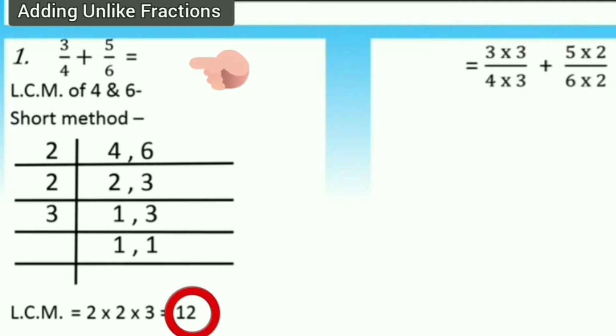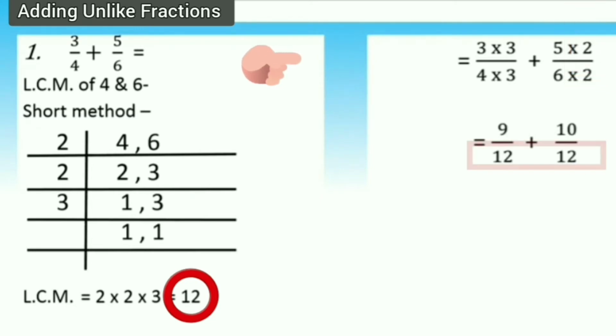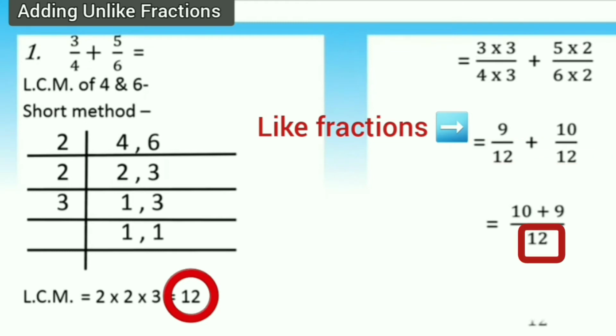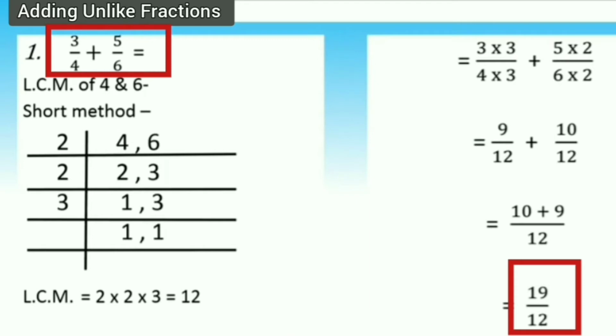Here, in this case, 3 upon 4 can be multiplied by 3 to get the common denominator 12. In the second fraction, 5 upon 6 you can multiply by 2 to get the denominator 12. Now you have got the denominator 12 in both the cases. Now these are like fractions, right? Keep the denominators as it is and sum of the numerator 10 plus 9 is 19. So we get 19 by 12.